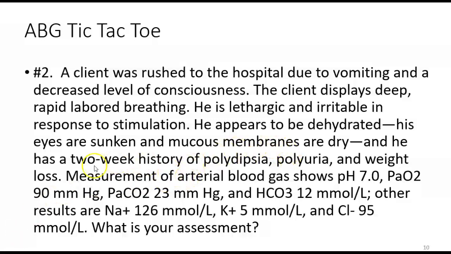So a big clue we have here is a 2-week history of polydipsia, polyuria, and weight loss. If you remember, there's a condition that is associated with the 3 P's: polydipsia, polyuria, and polyphagia. Do you remember what that one is? That would be diabetes. Okay, so we've got some signs and symptoms of diabetes. This deep, rapid, labored breathing. What do we know about deep, rapid, labored breathing with diabetes? Kussmaul respirations, right? You've got a patient with DKA who's trying to compensate with that deep, rapid, labored breathing.